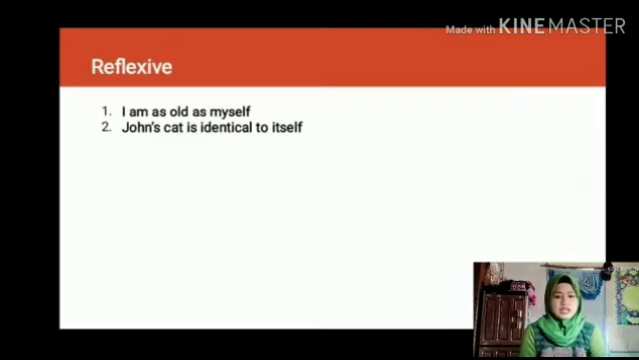For the example, I am as old as myself. So, as old as is reflexive because I is equal to myself. In this case, X is equal to Y. I is X and myself is Y.